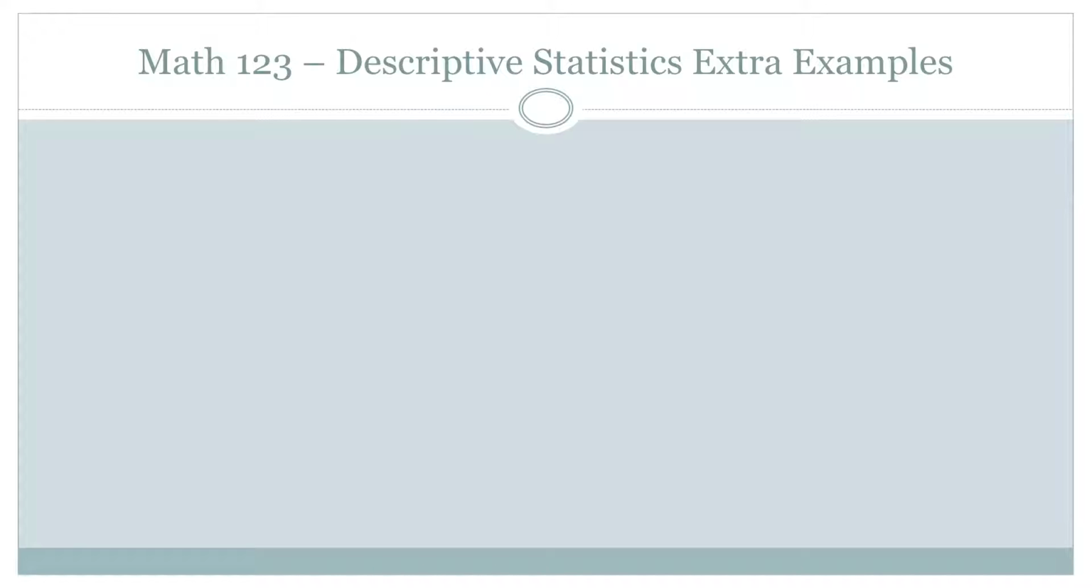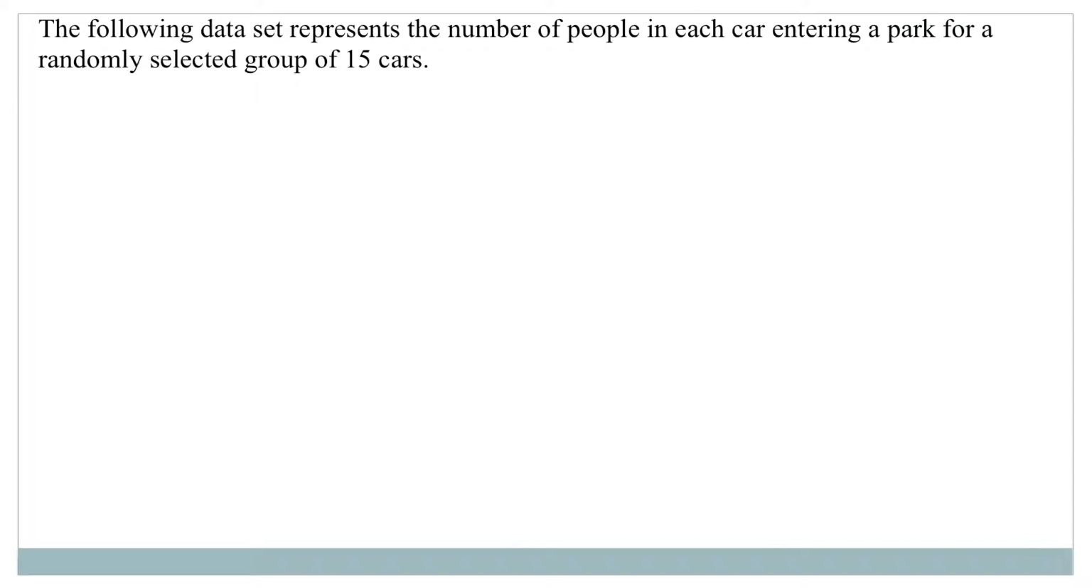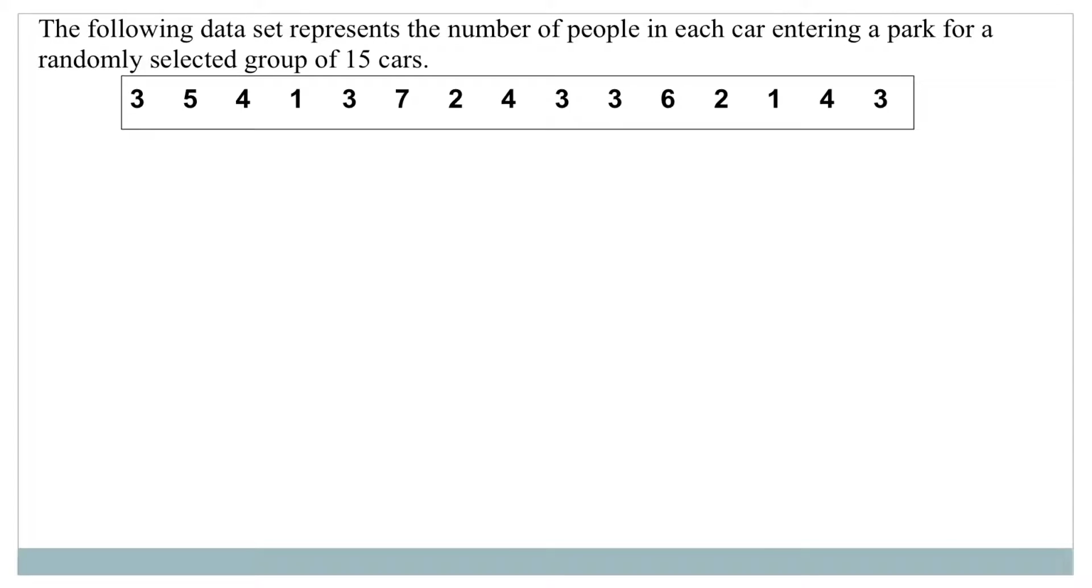Guys, so today we're going to be covering some descriptive statistics extra examples from your Math 123 class. So the first problem that we're going to do here has a data set that represents the number of people in each car entering a park for a randomly selected group of 15 cars. So our data set looks something like this.